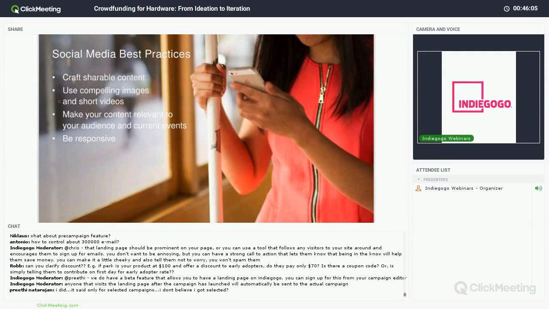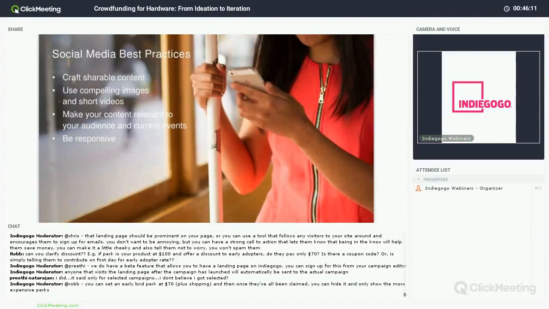So you want to use compelling images and short videos. Keep the videos short. You don't need a video more than 30 seconds long. Again, you want to keep your content relevant to your audience and current events, and be responsive. So if people are responding to your post, you want to reply to them. You want to continuously interact with your audience, because that keeps them engaged.